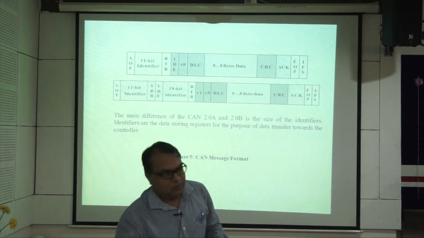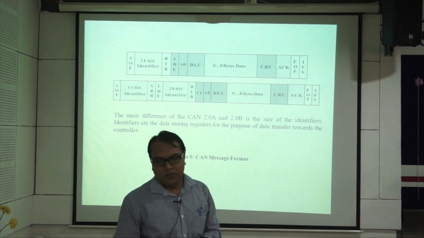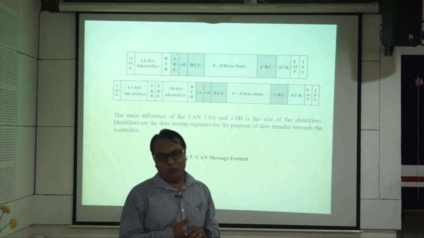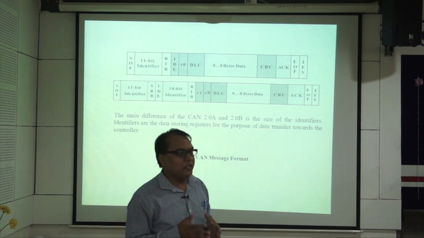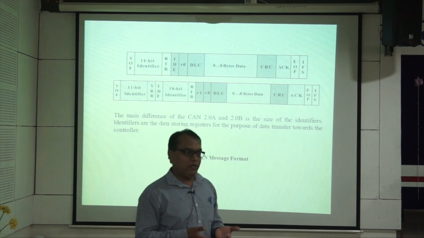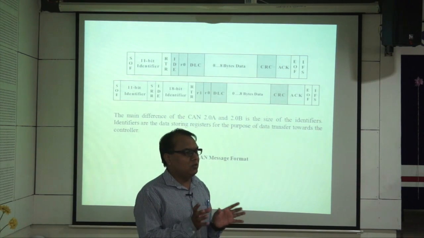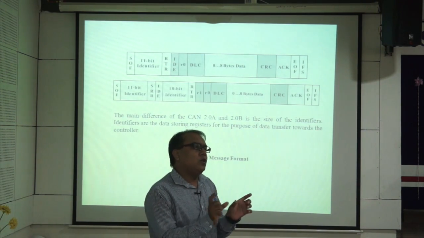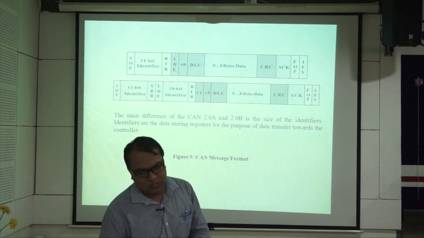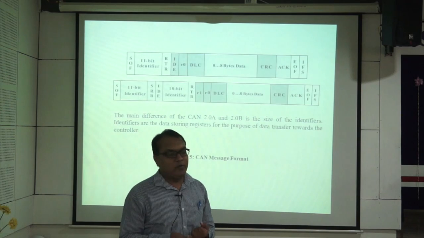Yes sir. The CAN standards are CAN 2.0A and 2.0B. The only difference is that 2.0A consists of only an 11-bit identifier, while 2.0B has a 29-bit identifier. This means a good quantity of data can be stored in a CAN frame. The rest is the same: start of frame, identifier, end of frame, and acknowledgement.